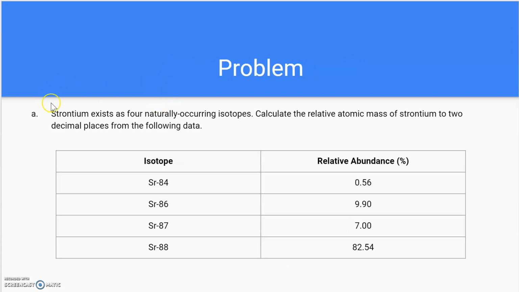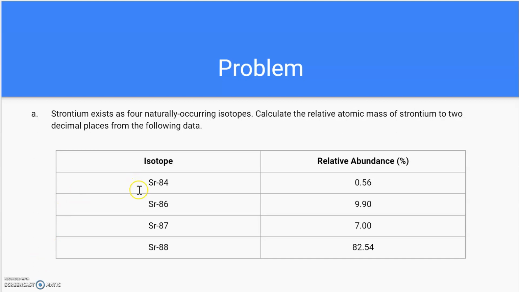And the problem says the following. Strontium exists as 4 naturally occurring isotopes. Calculate the relative atomic mass of strontium to 2 decimal places from the following data.